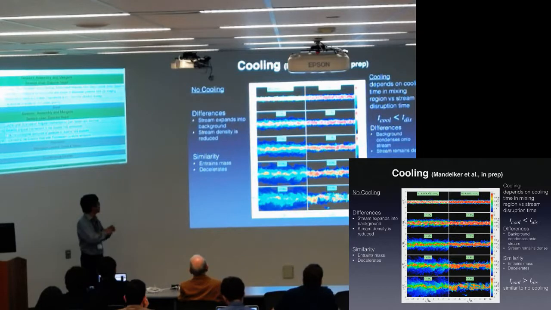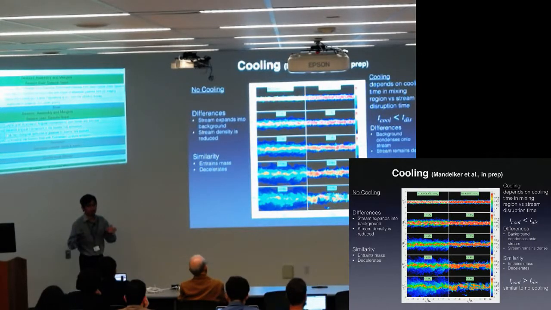The main thing is that when you have KHI, the stream expands into the background, and the stream density is reduced. On the other hand, if you have cooling, when you form the mixing layer, the gas cools down and then condenses back onto the streams, and so the stream remains dense. You can see the stream feature at the sound crossing time comparison. However, even though they have different mechanisms, they both entrain mass equally, and also decelerate in the same manner.